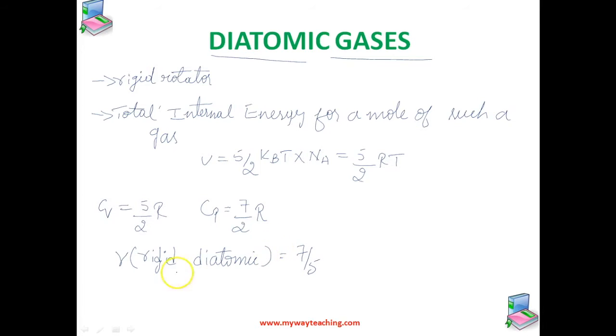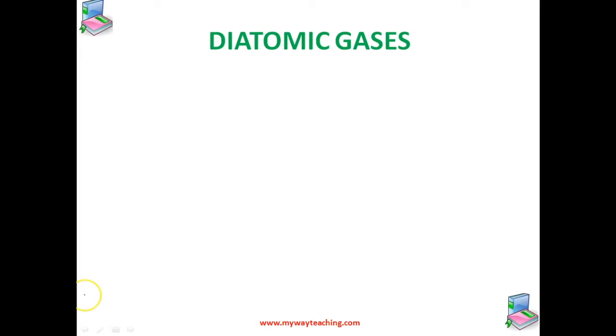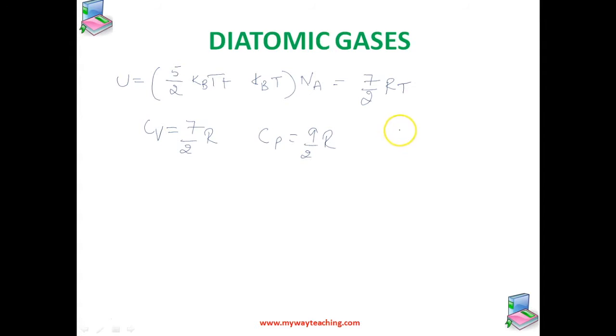7/5, isn't it? If this diatomic molecule is not rigid but has a vibrational mode, that energy term is also added to the total energy, isn't it? So in that case, we can write the total internal energy as U is equal to 5/2 kBT plus kBT into Na. That vibrational energy term is also added to the total energy term. So the molar specific heat at constant volume is 7/2 R, Cp becomes 9/2 R, and gamma becomes 9/7.